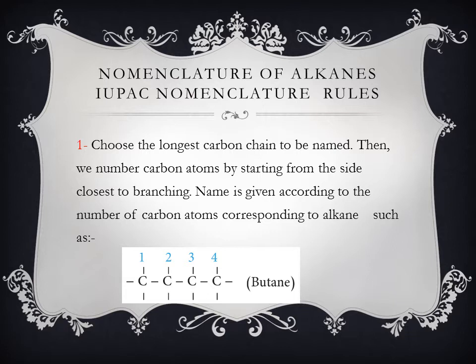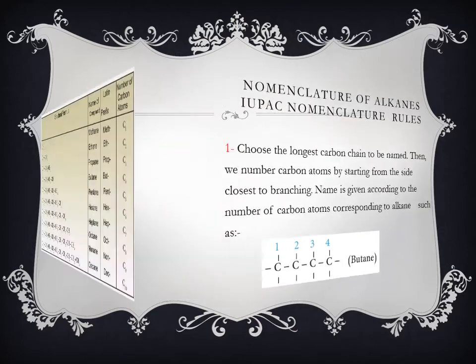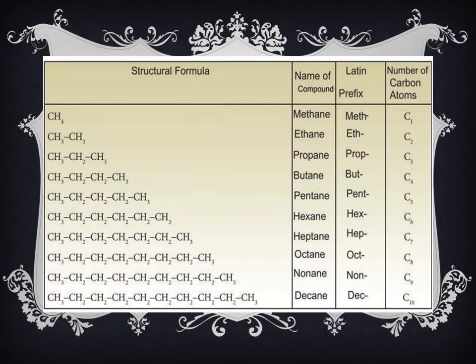See this example, it's butane. How do I know it? I calculate the number of carbon. It's 4. And as in the table I showed in the last picture and in the next picture, see if you remember it. Butane is C4. Mainly, it has 4 carbon atoms. As usual.